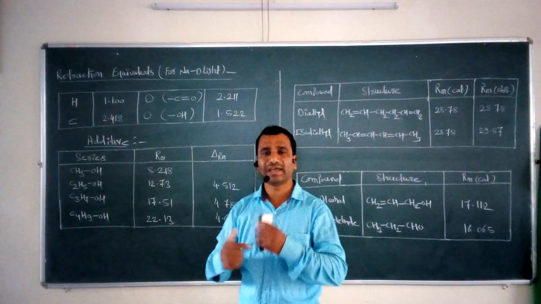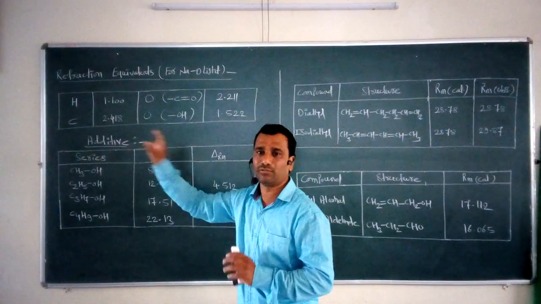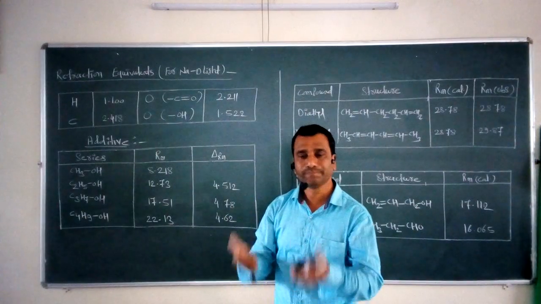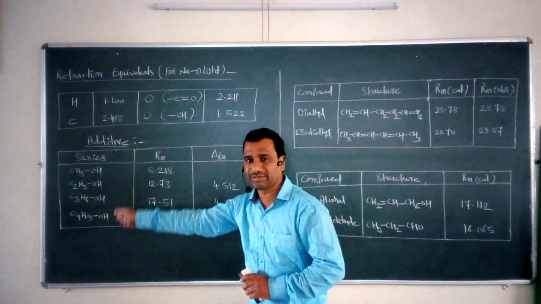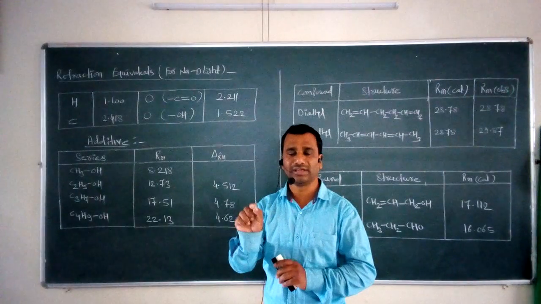Now we are interested to understand what is meant by additive property. Molar refraction is called a partly additive property. So what is meant by additive? We know that all these examples are homologous to each other. They differ by a CH2 unit in their molecular formula.